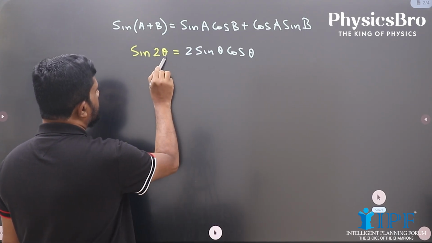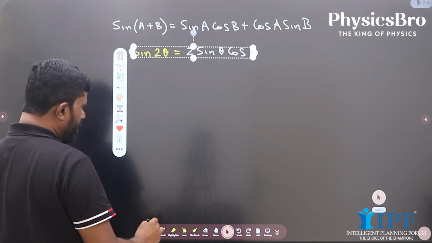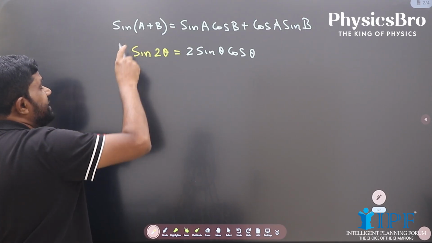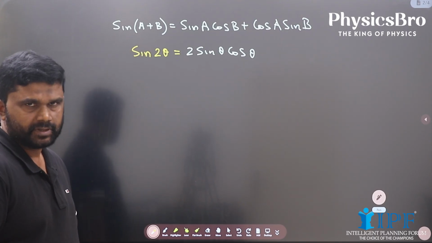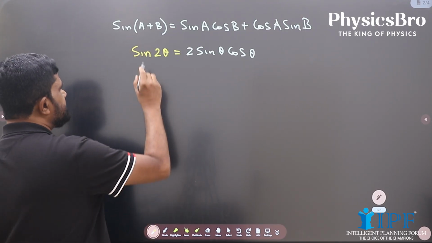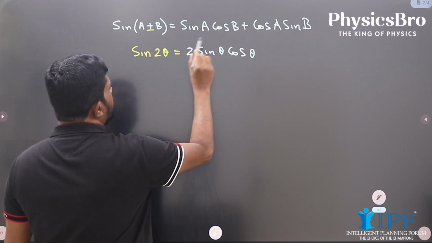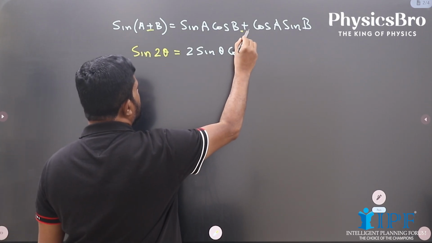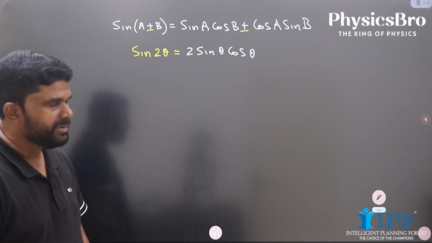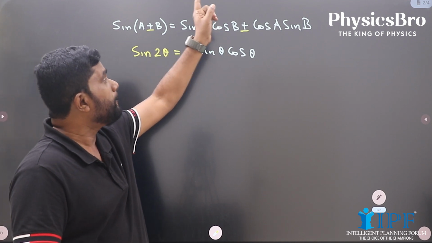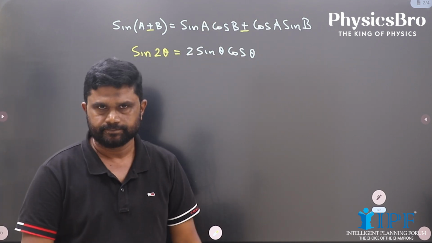Now, see, what would be the case if it is sin A minus B? The only difference is, instead of plus we will have to make it minus. Means sin A minus B will be sin A cos B minus cos A sin B.